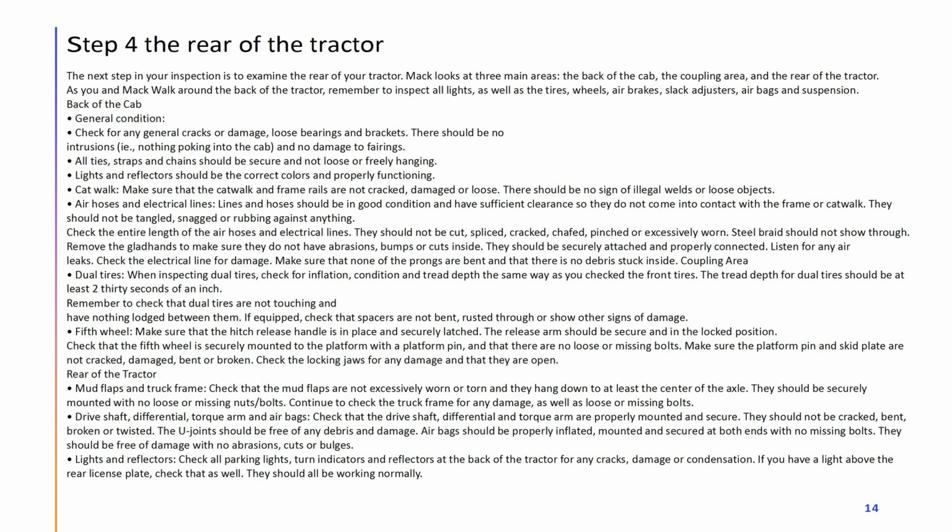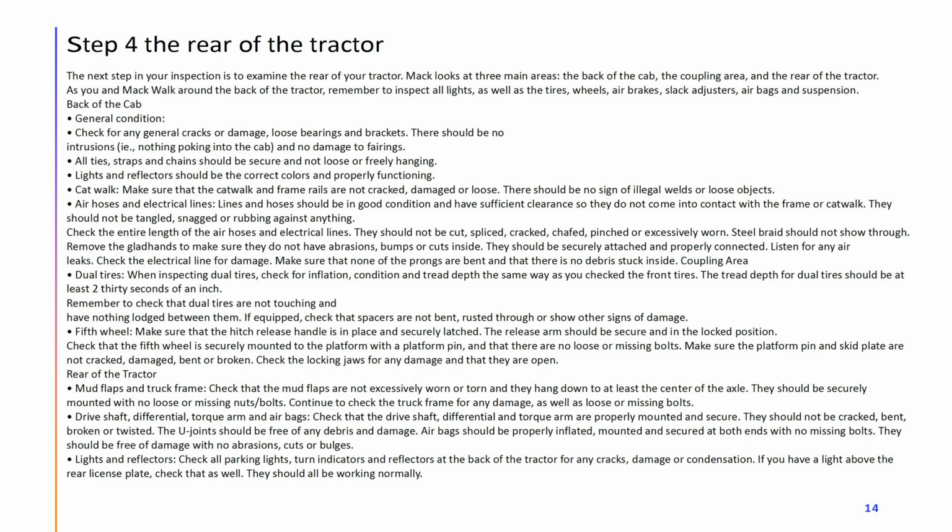Back of the cab. General condition. Check for any general cracks or damage, loose bearings and brackets. There should be no intrusions, i.e., nothing poking into the cab, and no damage to fairings. All ties, straps, and chains should be secure and not loose or freely hanging. Lights and reflectors should be the correct colors and properly functioning. Catwalk. Make sure that the catwalk and frame rails are not cracked, damaged, or loose. There should be no sign of illegal welds or loose objects.